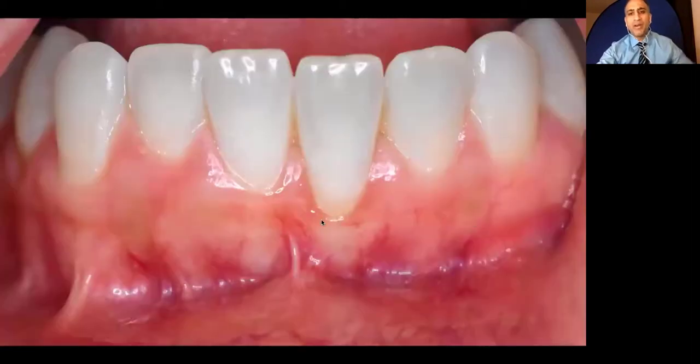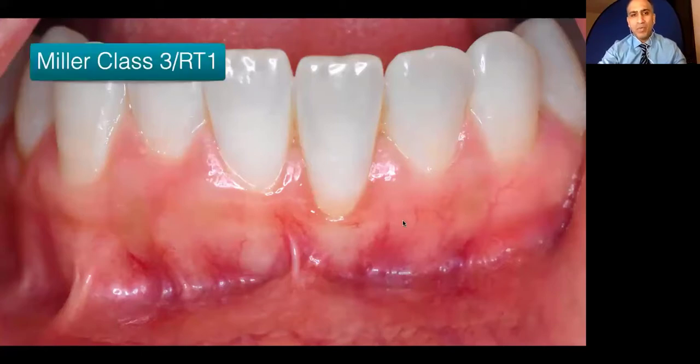Here's a case where we have high frenum pull, thin marginal tissues, minimal recession. And you might be wondering, well, why is he showing us this case? Because there's really not a whole lot going on here. I wish I had a photo that showed you how thin this tissue was when I was probing it. You can almost get an idea here with how blanched this tissue is.